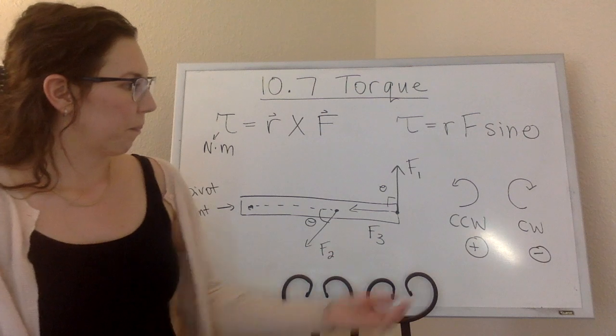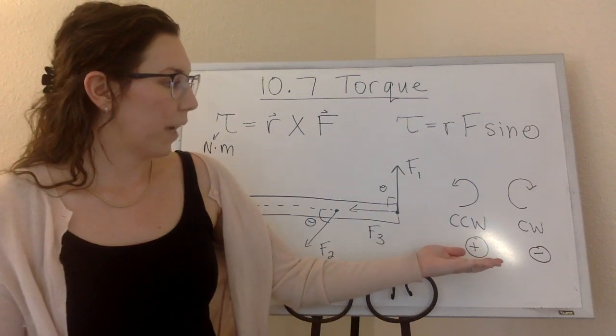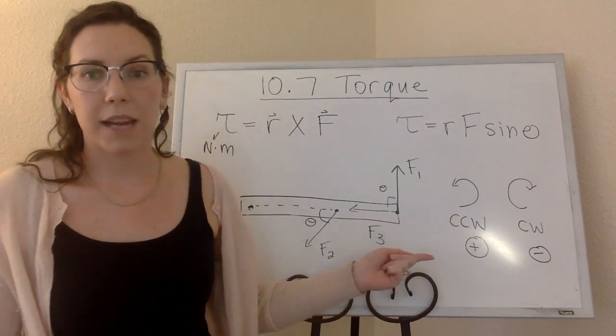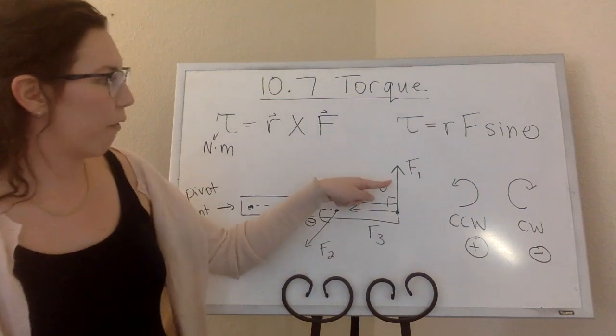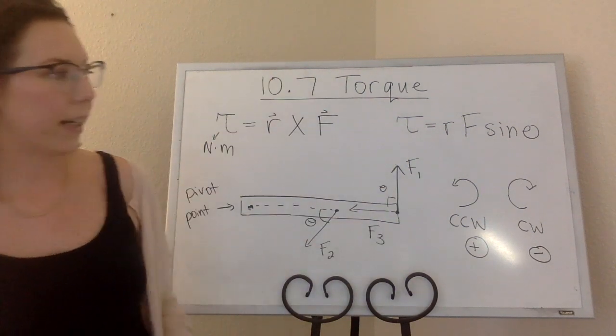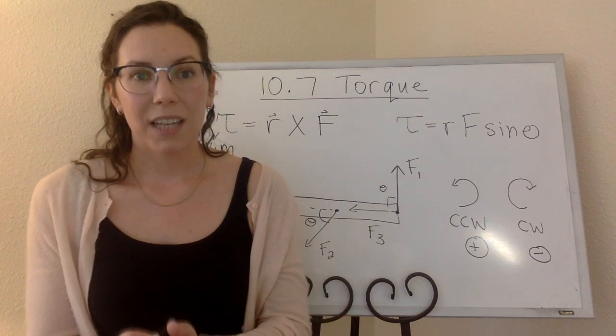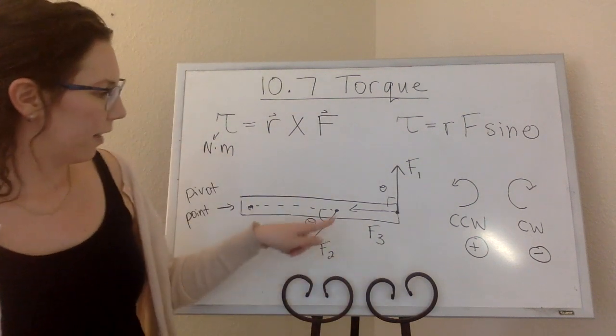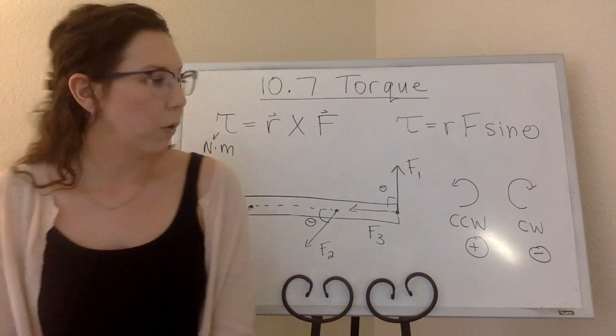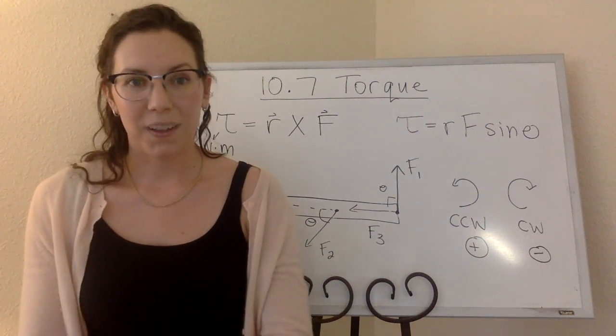And the direction is, if the force would rotate the object counterclockwise, like F1 here, it would pull that object counterclockwise, then that's a positive torque. Whereas if it would cause a clockwise rotation, like F2, that would be a negative torque.